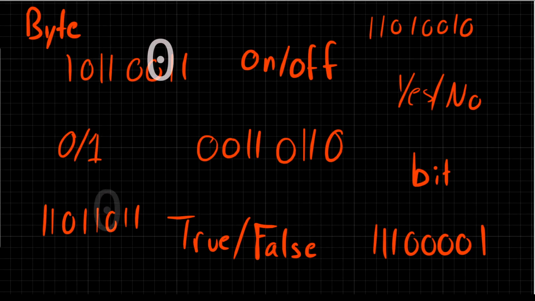Zeros and ones, the two states of the binary system that can represent things like yes, no, true, false, and of course, on or off.